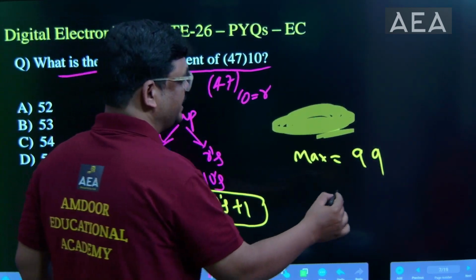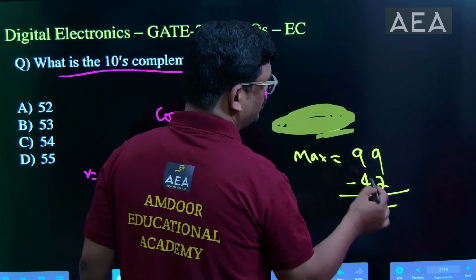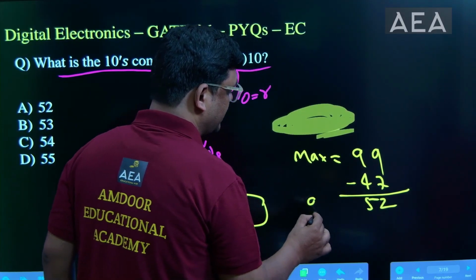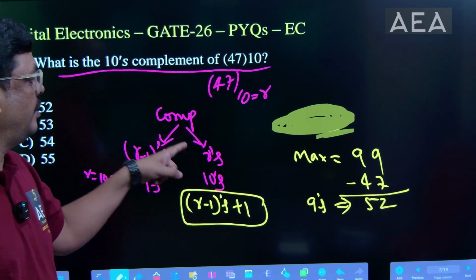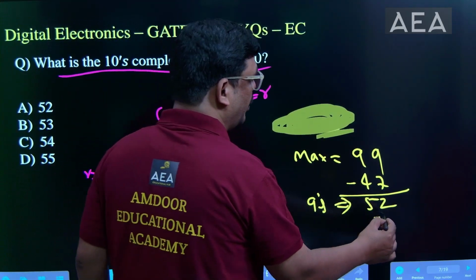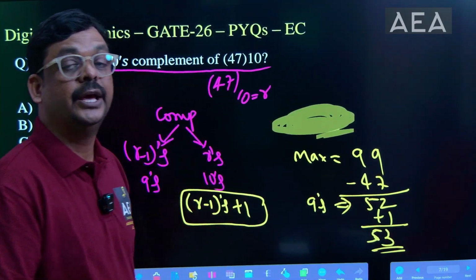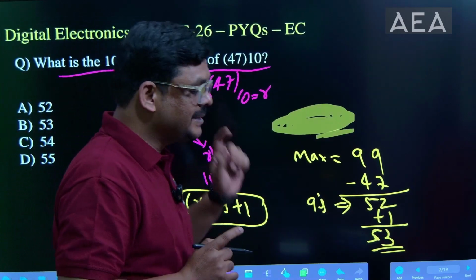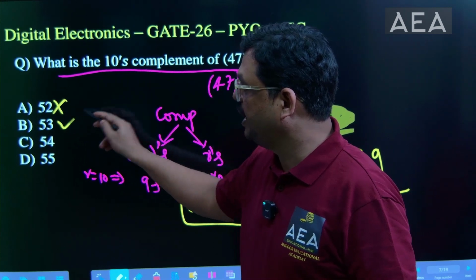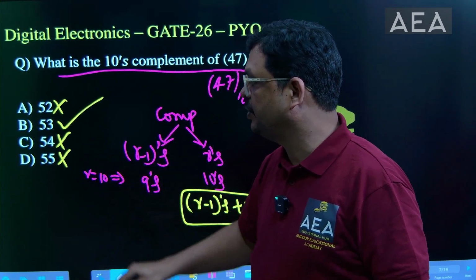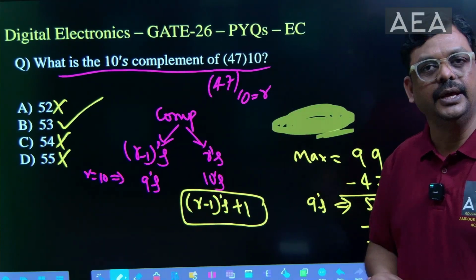What is the number here? 47 is given, so minus 47. Subtract these two: 9 minus 7 is 2 and 9 minus 4 is 5. This is the 9's complement of the given number. But we want the 10's complement, that is the R's complement. That's why we add 1 to this, and then we get the number 53. So finally, what is the answer? 53. The 10's complement of the given number is 53. Go through the options: A is wrong, B is correct, C is wrong and D is also wrong. Finally, B is the correct option based on the given question.